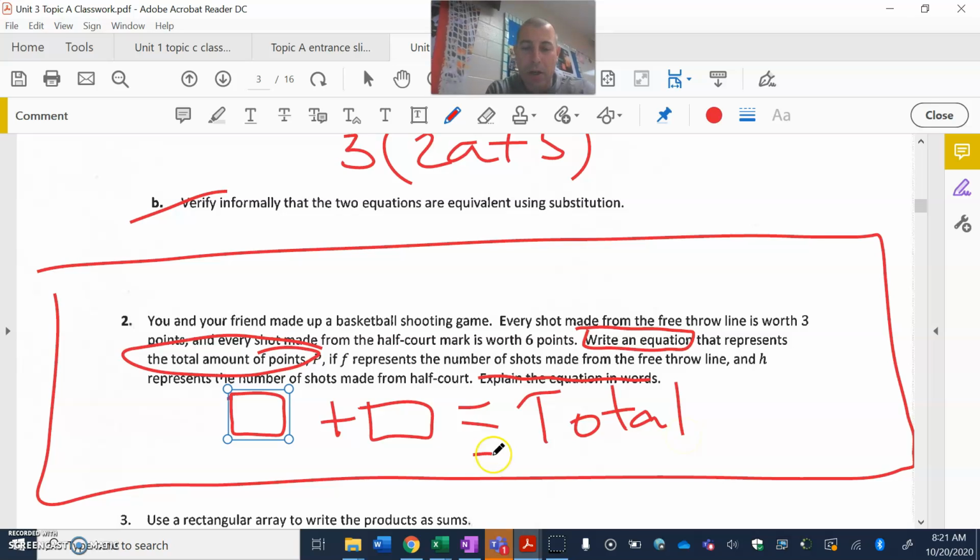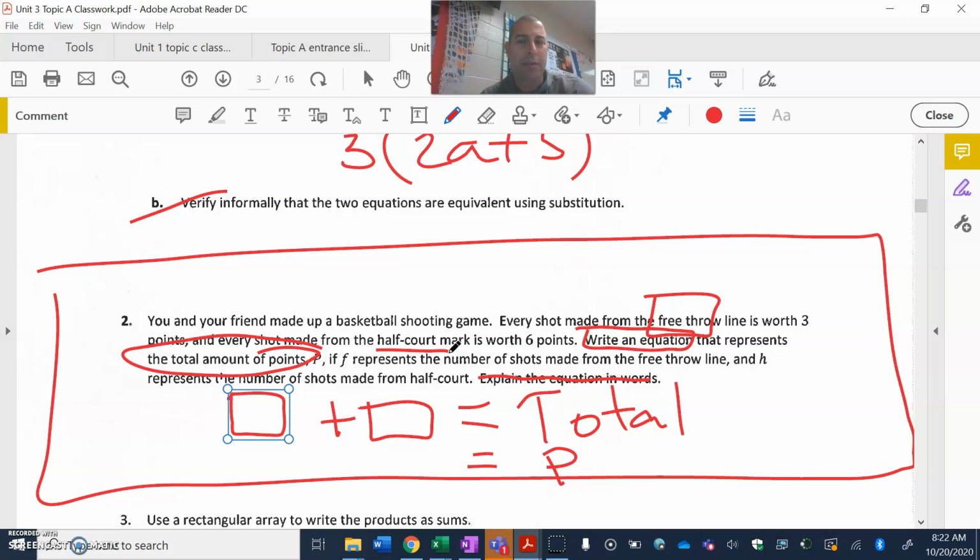Oh, you want to call it P. Okay, so we're going to call it P there. And then the two things we're adding together are your free throws. So the two things that go into making up the points are our free throws and our half courts. So they're telling you the F for the free throws.